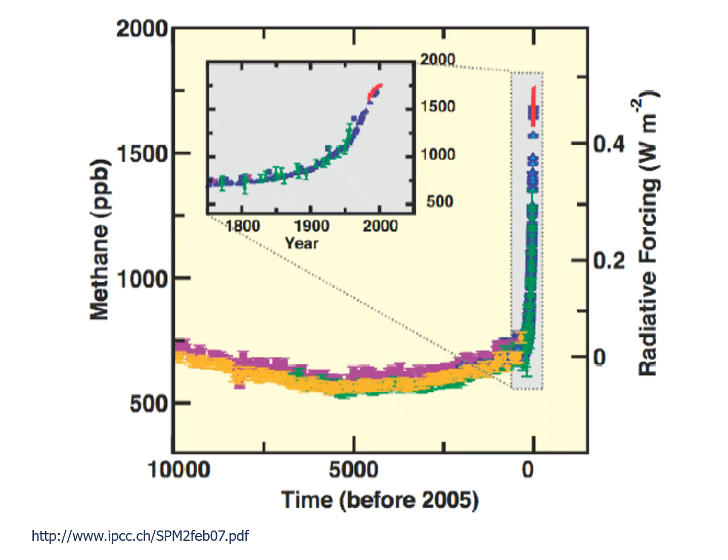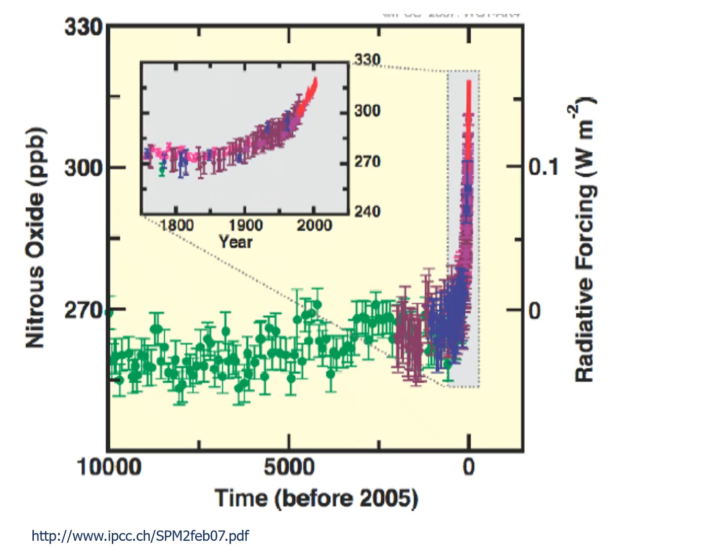Same sort of thing with methane. It tended to be between 550 and 750 parts per billion. Post-industrial revolution, dramatic increase in methane concentrations. And nitrous oxides, again, stayed consistent and low. Post-industrial revolution, an increase in these concentrations.